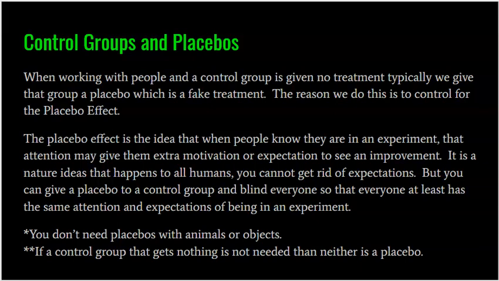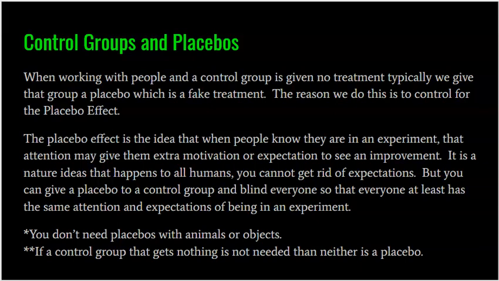The placebo effect is the idea that when people know they are in an experiment, that attention might give them extra motivation or an extra expectation to see an improvement. It is completely natural, right? This happens in all humans. You cannot get rid of these expectations. When a person knows that they're involved in an experiment, they naturally are going to have this expectation that they're going to get better. But what you could do is give a placebo to a control group. That way they're blinded and everyone at least thinks that they're being a part of the experiment.